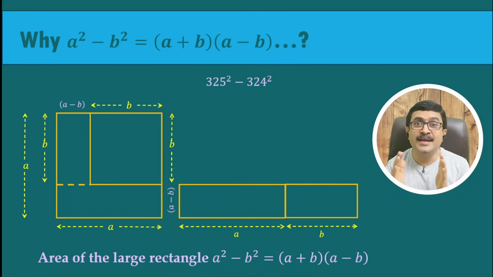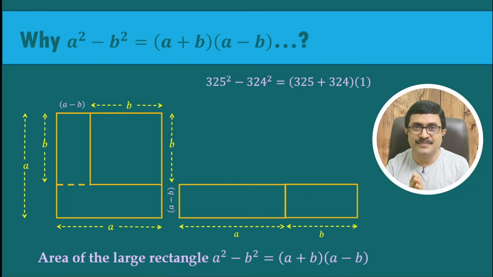Think about finding the answer to this problem: 325 squared minus 324 squared. You observe that this question is exactly in the same format as a squared minus b squared, with a equal to 325 and b equal to 324. Now if a squared minus b squared can be written as a plus b times a minus b, then 325 squared minus 324 squared can be written as 325 plus 324 times 325 minus 324, which is equal to 1.